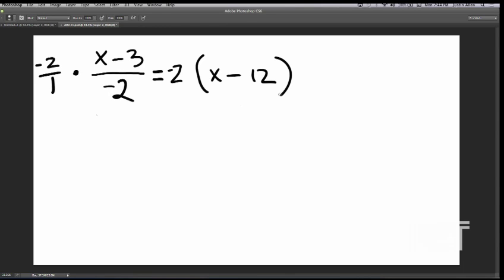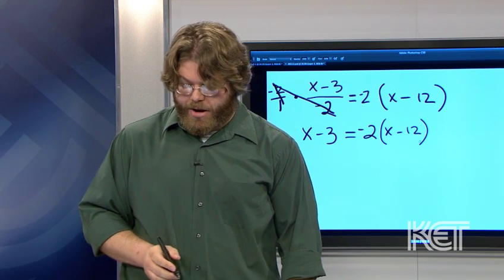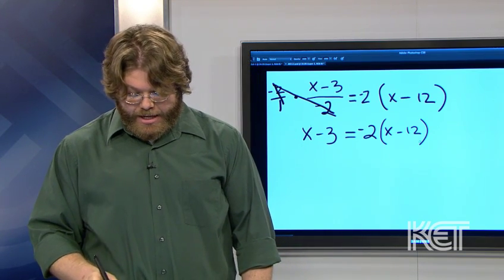Going back to keeping everything equal, the -2's will cancel on the left side, leaving us with just x - 3. And now we have -2 in parentheses times x - 12. The next step is using the distributive property on the right side of the equation.